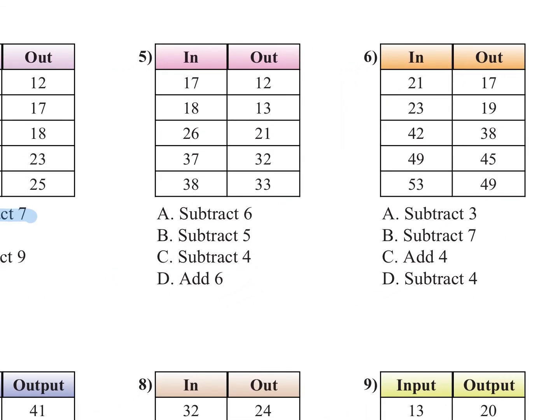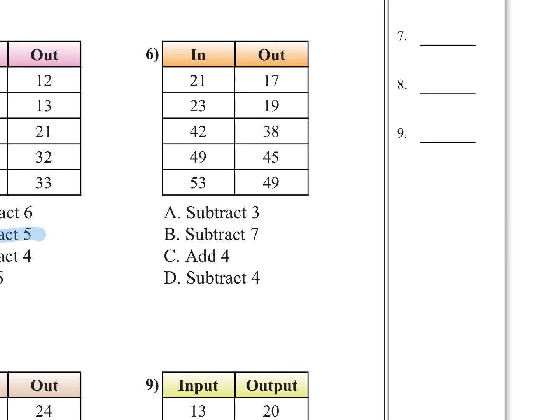The next one looks like, again, we are subtracting. And 3 of the cases here are subtraction. But again, which one? 6, 5, or 4? Let's see. To get from 17 to 12, looks like we're taking away 5. Taking away 5, taking away 5. Looks like subtracting 5 is the way to go.